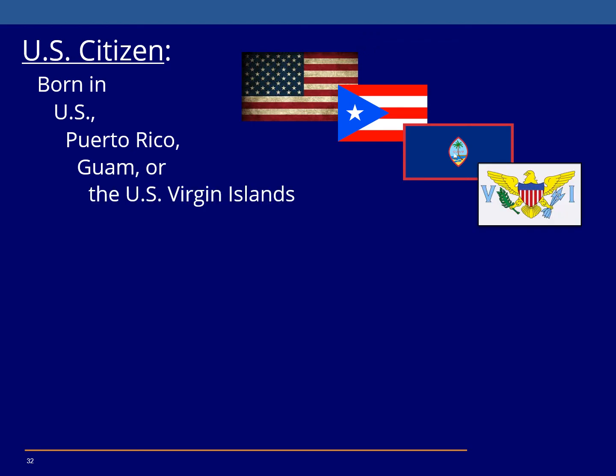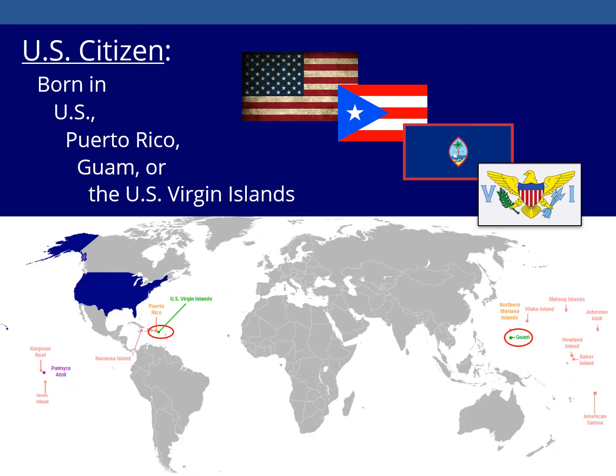Now, I don't know about you, but I sure don't remember my high school geography lessons, and I wanted to know where Guam and the Virgin Islands are, so I looked them up. And as you can see, Guam is over by Indonesia, and the U.S. Virgin Islands are near Puerto Rico.